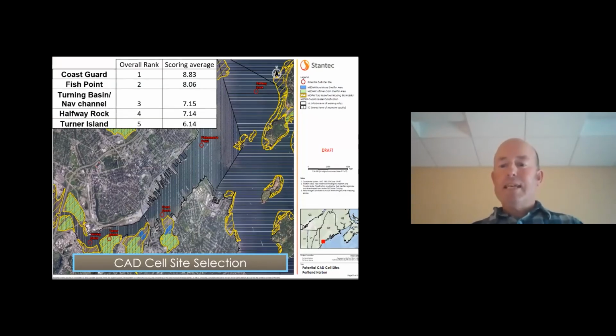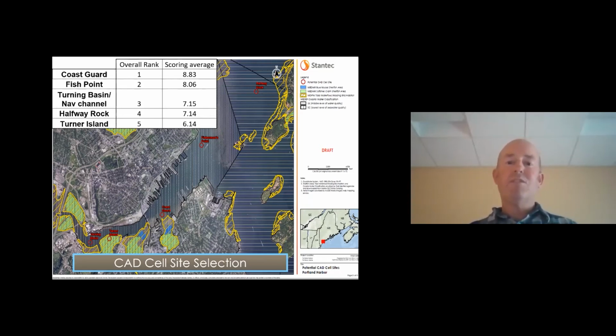Switching over to the CAD cell. We started the project in 2016, and there'd been some work, some sub-bottom profiling, and the city had determined that the site off Fisherman's Point here was a preferred location. It was where we were going to start our investigations. But when this came to light, there was a lot of pushback from environmental groups and the fishermen because of current use of this site.